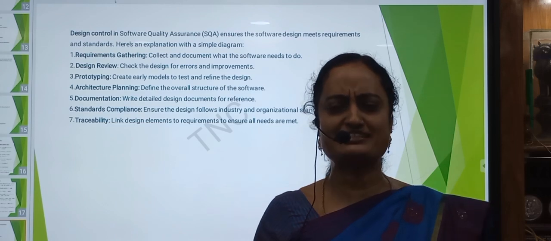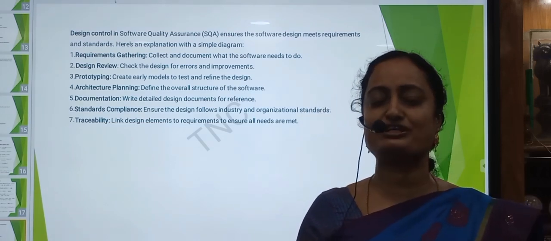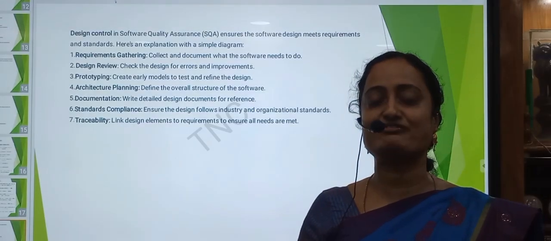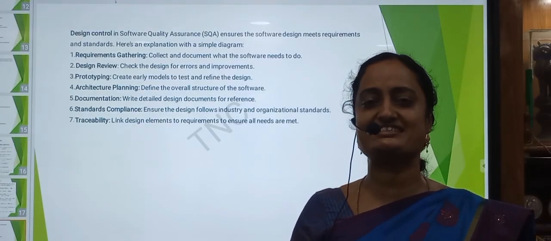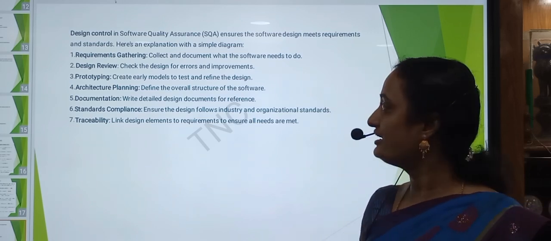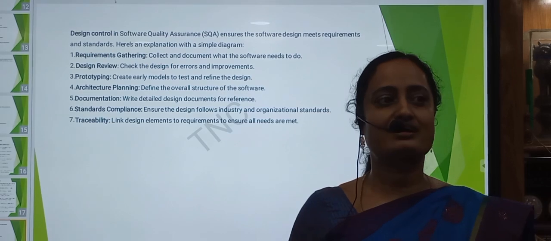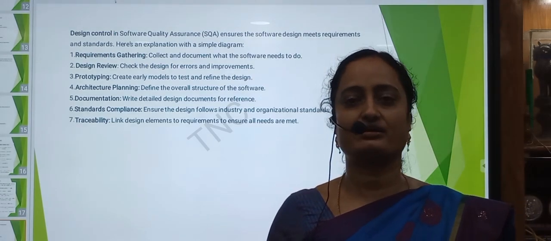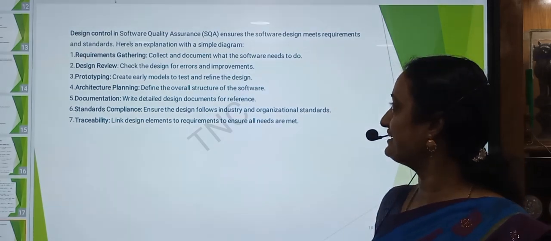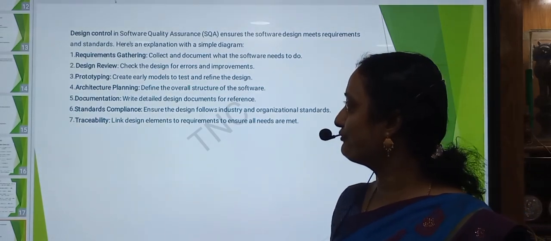Requirements gathering. First we have to get the requirements from the user and stakeholder. Gathering the information from the user as well as the stakeholders is called requirements gathering. Then design review. Check the design. Why are we doing this? To check the design for any errors and to give improvements.